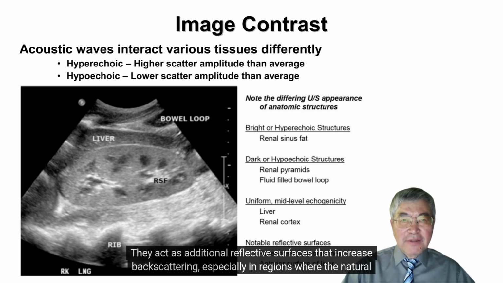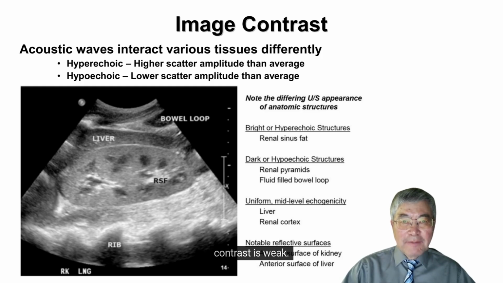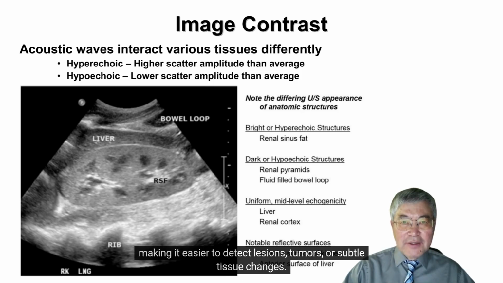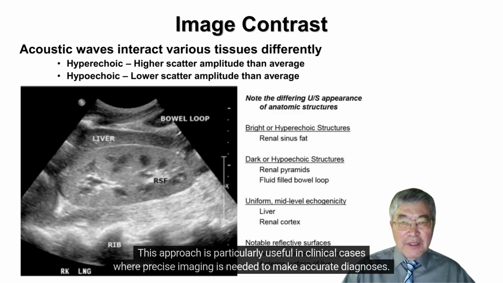They act as additional reflective surfaces that increase backscattering, especially in regions where the natural contrast is weak. By introducing microbubbles, we can significantly improve the visualization of internal structures, making it easier to detect lesions, tumors, or subtle tissue changes. This approach is particularly useful in clinical cases where precise imaging is needed to make accurate diagnoses.